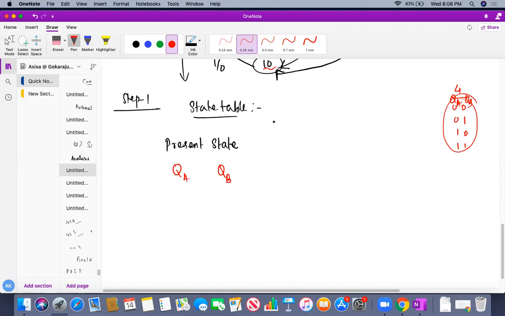And now next state, what is next state? Next state means obviously, what is next state, students? Very simple. What is next state? Next state can be obtained.